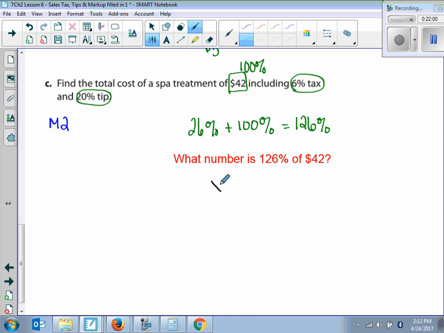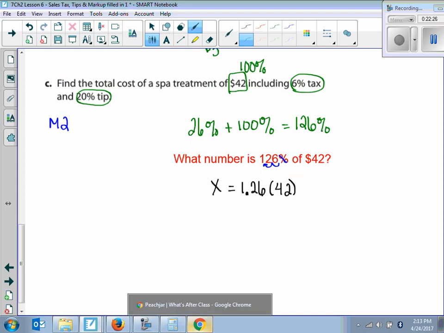So we have X equals, for the 126%, don't forget, what do I have to do to that percent? Change it to a decimal by moving this decimal 2 places to the left and take away the percent sign, right? So that's going to be 1.26, and we're going to multiply that times 42. Got it?